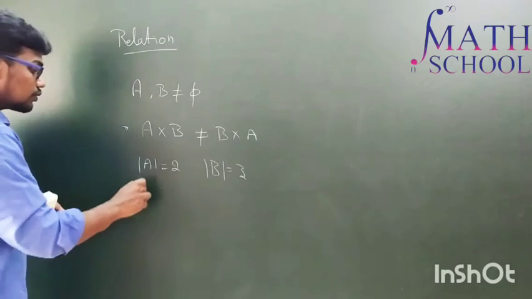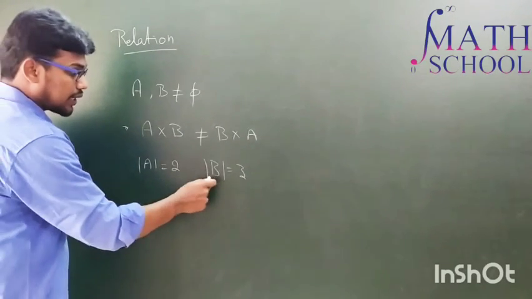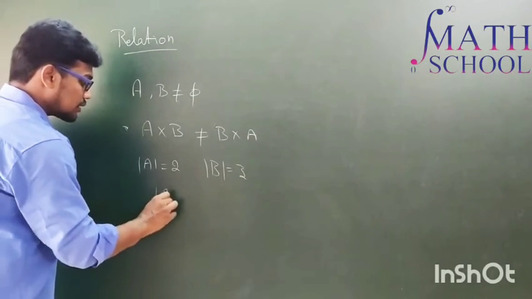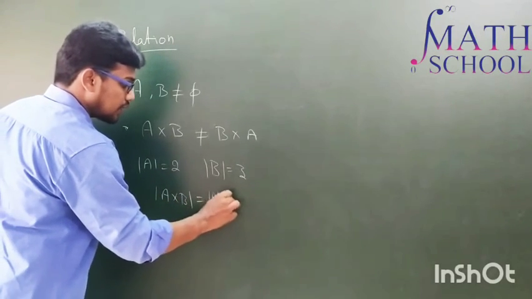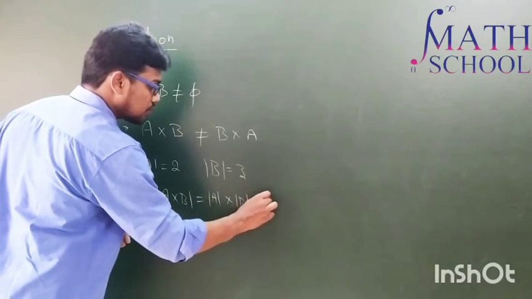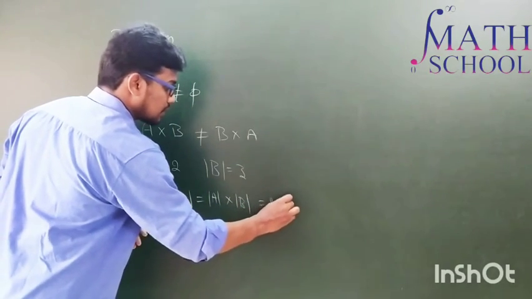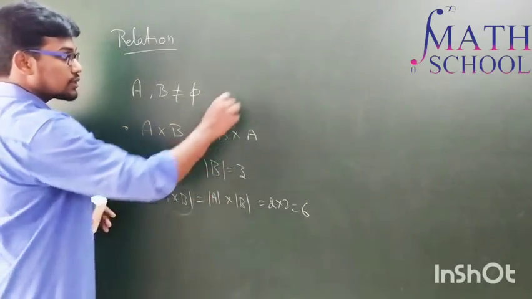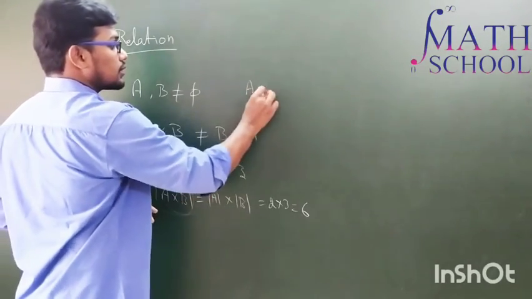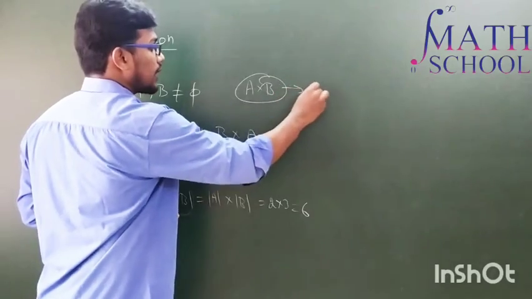So if the cardinality of A is 2 and the cardinality of B is 3, then what is the cardinality of A cross B? Yes, that is the cardinality of A times the cardinality of B, which is nothing but 2 times 3, that is 6. Am I right? So it is clear that our A cross B has totally 6 elements.